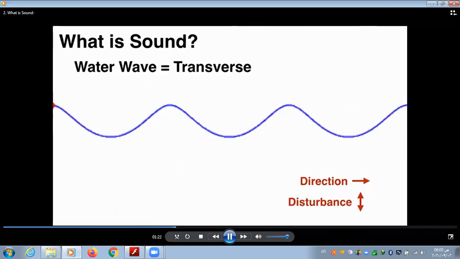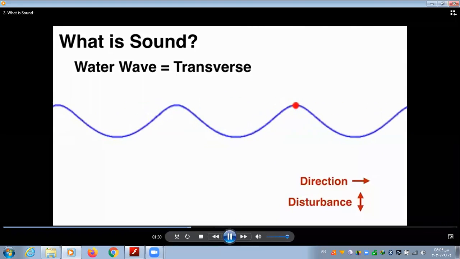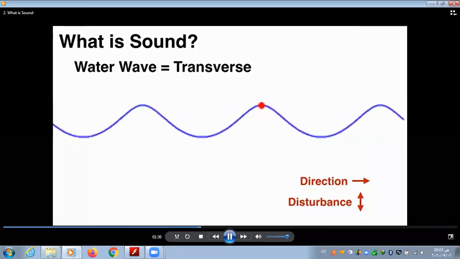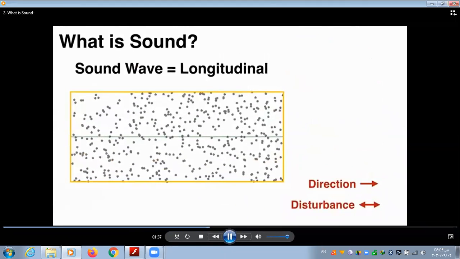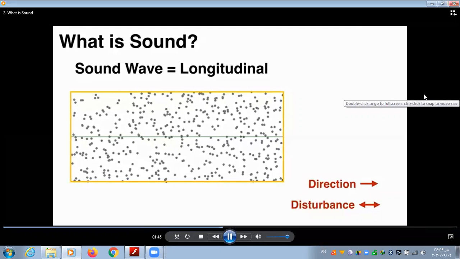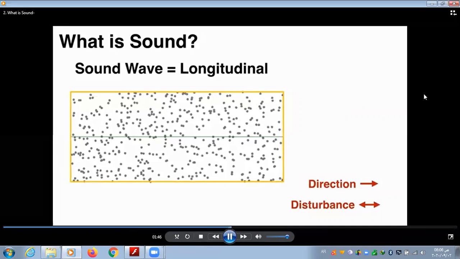But sound waves are different to water waves in one respect. Water waves are transverse. This means that as the wave is moving in one direction, say to the right, it's creating a disturbance in the perpendicular direction, so up and down. Sound waves, on the other hand, are longitudinal. This means that as the wave is moving in one direction, say to the right, it's creating a disturbance in that same direction, so left to right.